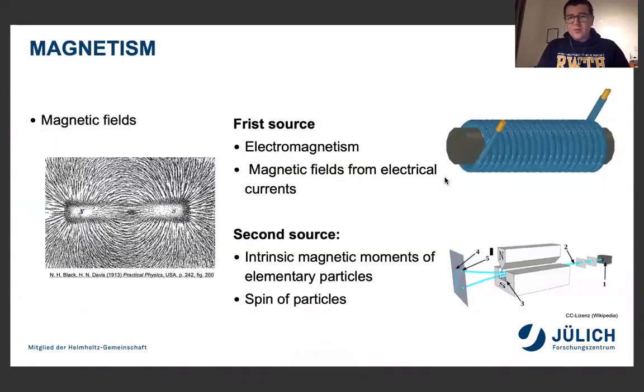First, we will discuss where magnetism is originating from. We have two main sources of magnetism. One is moving charges, so currents, which cause electric and magnetic fields to arise. This is called electromagnetism. The second main source is intrinsic magnetism, which is caused by the spin of particles, in our case electrons, which are contained in atoms and therefore give rise to magnetic moments in atoms.